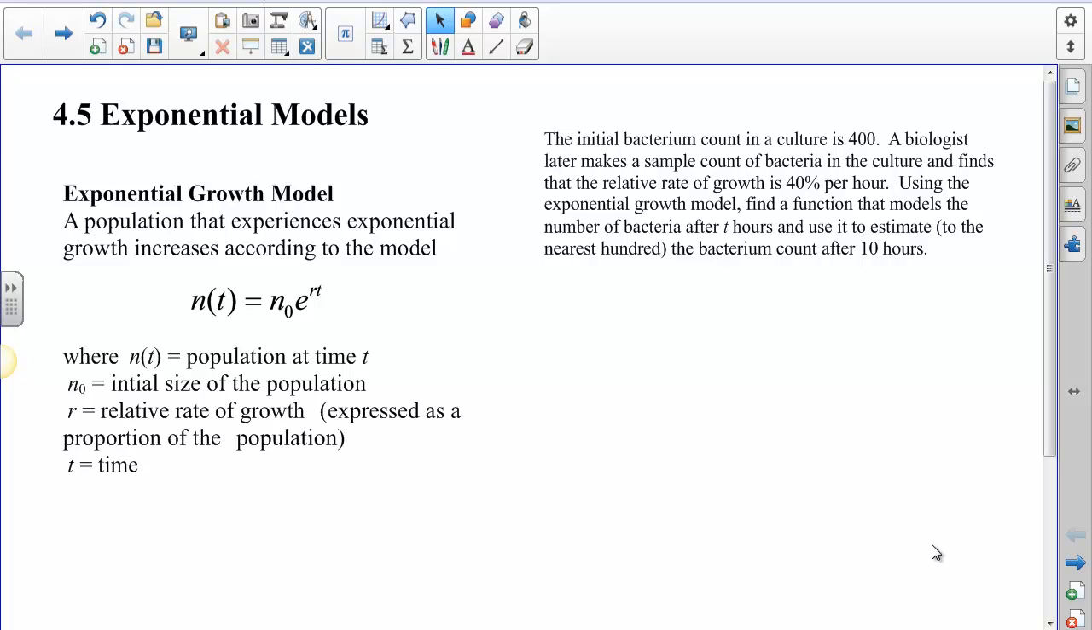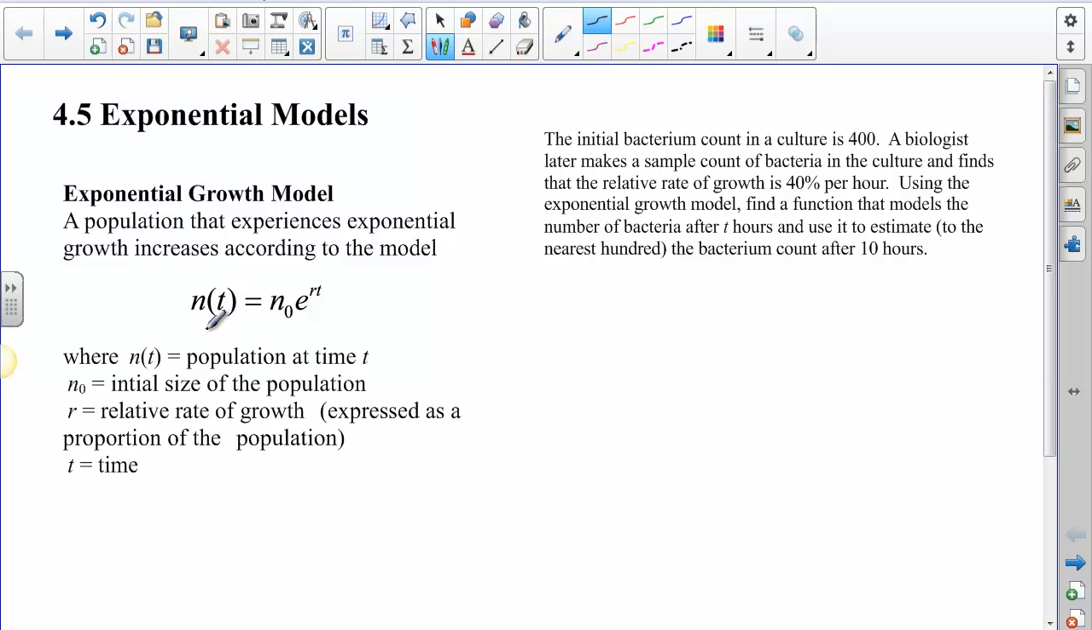Basically, a model is an equation that we can use to predict values in the future or based on information that we've already gained. Exponential models kind of appear like exponential equations. And this is a common one that we would use, an exponential growth model.